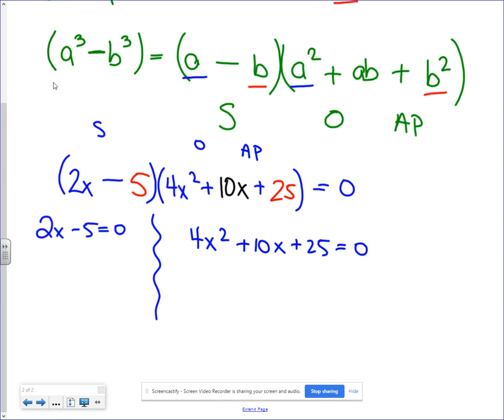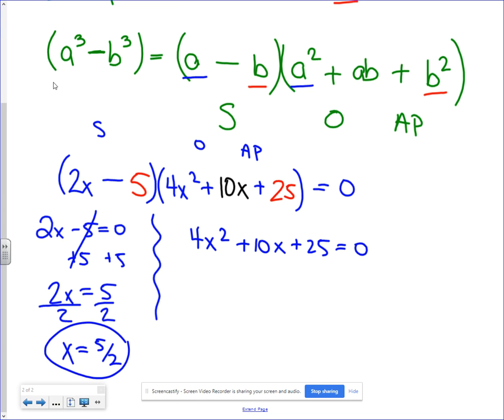Alright? So now we can find the roots. So over here, we would add 5 to both sides. We get 2x equals 5, and then divide by 2. So x is equal to 5 halves. So that's one of the roots. This is a cubic equation, so this has a degree of 3. So we're going to have 3 roots. So we're going to find 2 more.